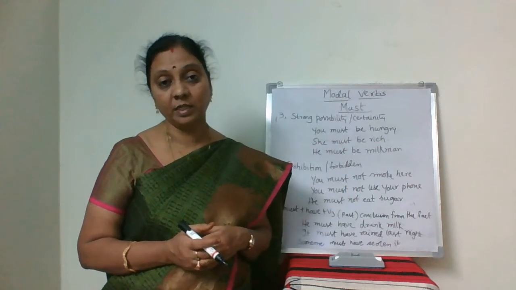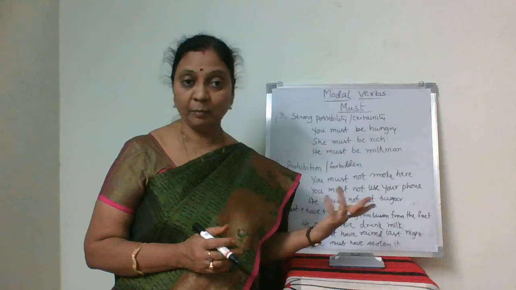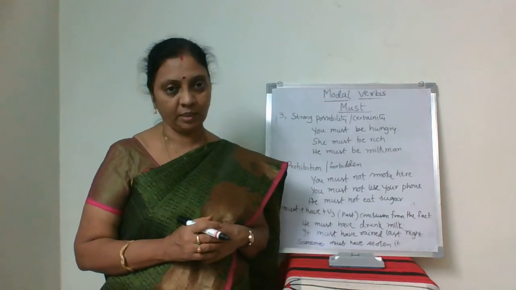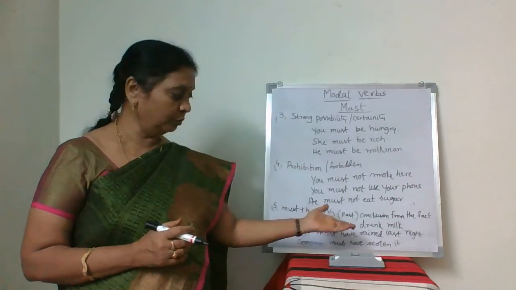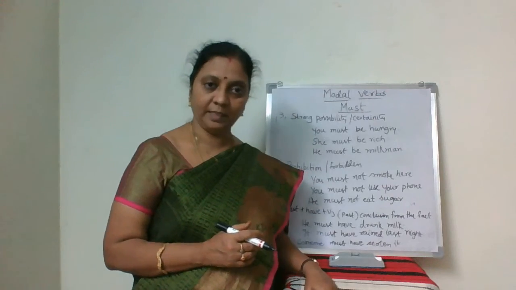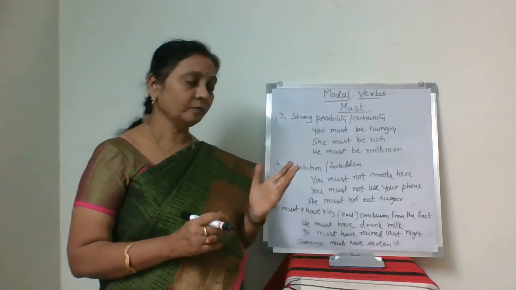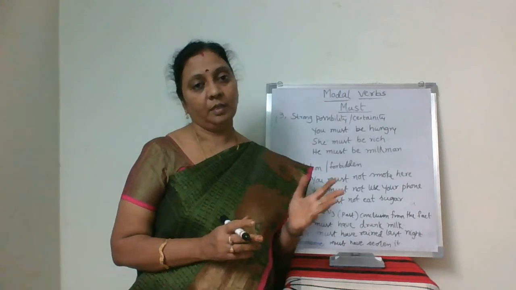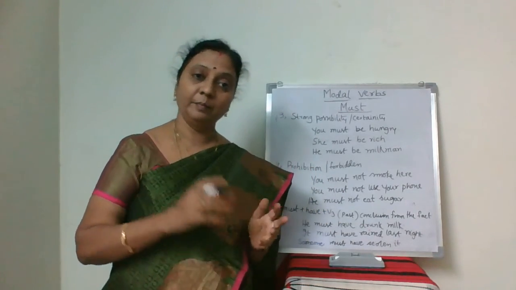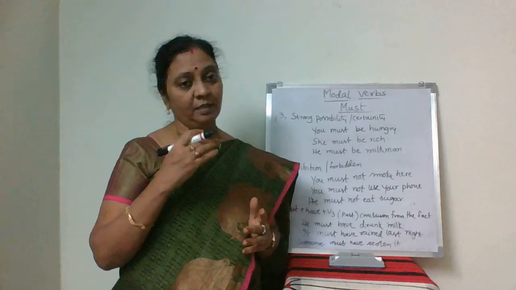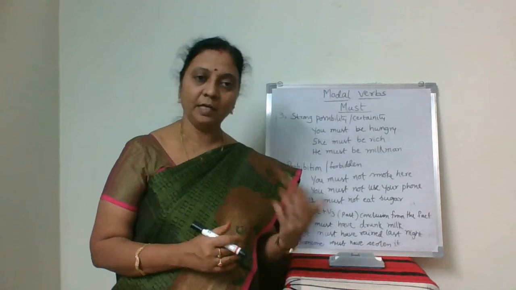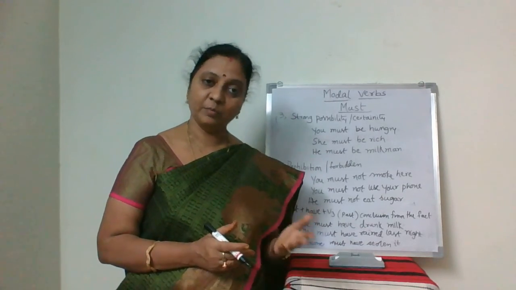Someone must have stolen my purse or my mobile phone. Someone must have stolen it, or my two wheeler or my cycle, like that. So these are the modal verbs. So far we have completed can, could, may, might, should, must, and we continue in the next video also.